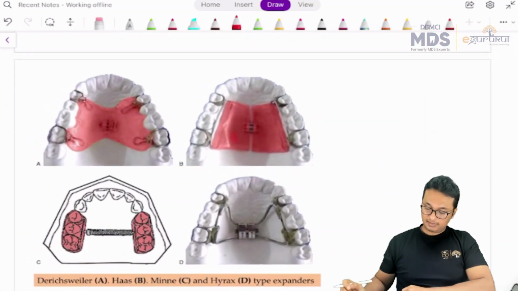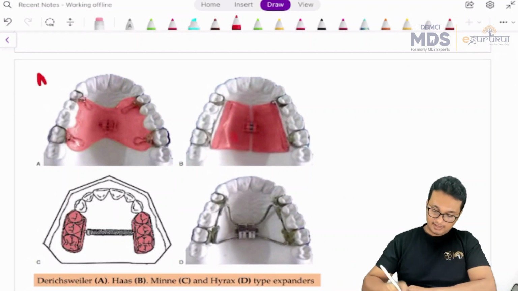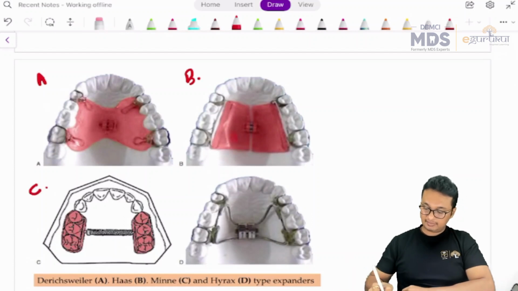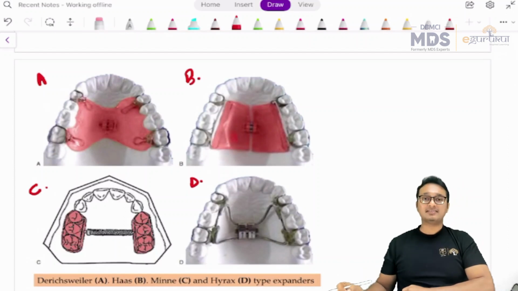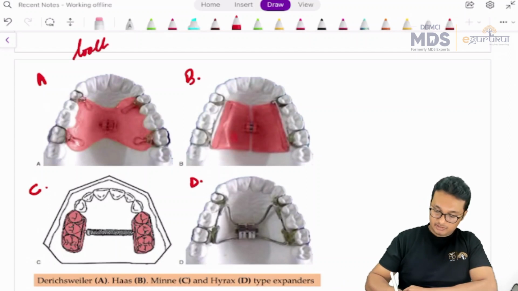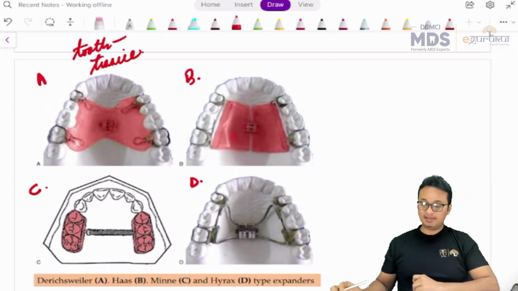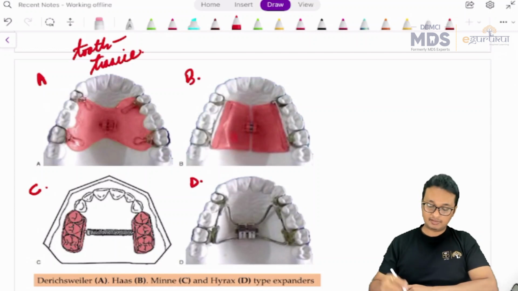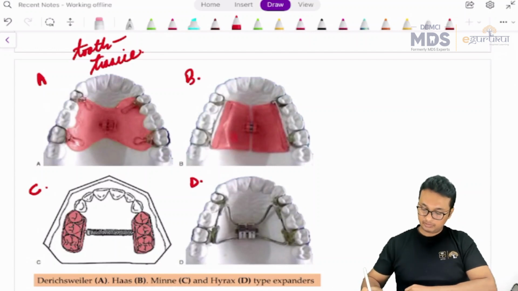So these are the examples of certain expanders. This is the Derichsweiler type. This is the Haas type. This is the Minne type. And this is the Hyrex type of expander. Now you can see A and B are tooth and tissue supported. Why? Because the acrylic plate is supported against the tissues and the bands are placed against the teeth. Then we have the Minne expander here, which is only supported by the teeth, right? And we have the Hyrex expander. So both of these are tooth supported.